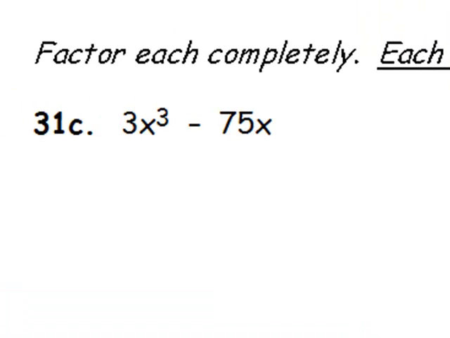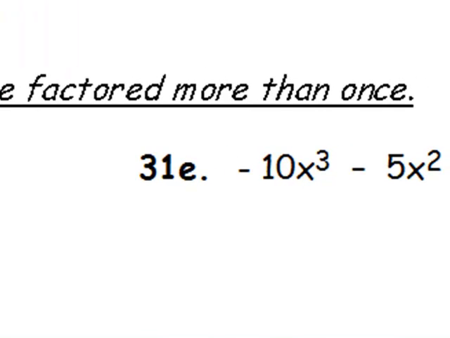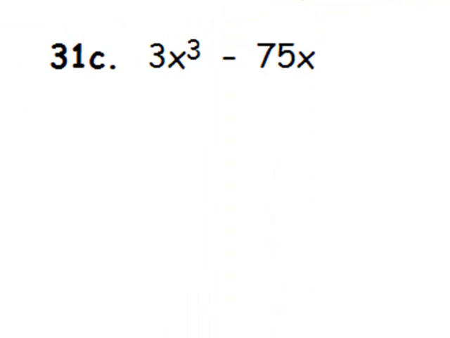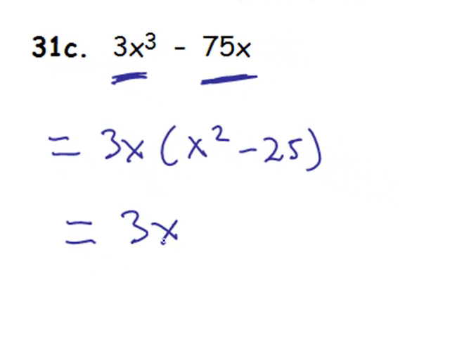For number 31C, the instructions say factor completely, and it said it can be factored more than once. What this means is we're first going to look at 3x cubed and 75x to see if we can factor out a common monomial factor, the greatest common factor. And we can, it's 3x, and in doing so we're left with x squared minus 25. Well, as is mentioned, this can be factored more than once, and here it comes. 3x times the difference of squares factors into the conjugates x plus 5, x minus 5.